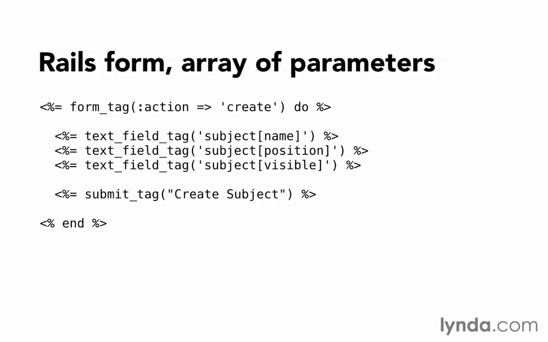We will use the Rails form tag helper. The form tag helper expects the form action as an argument. Just like with links, we can use a hash, and the helper will generate the correct URL based on the routes file. Next, we have a code block.